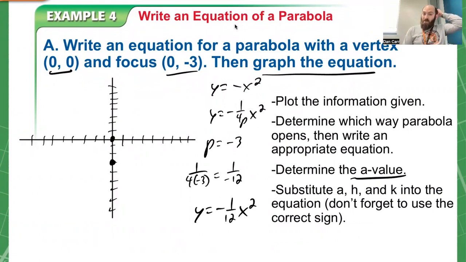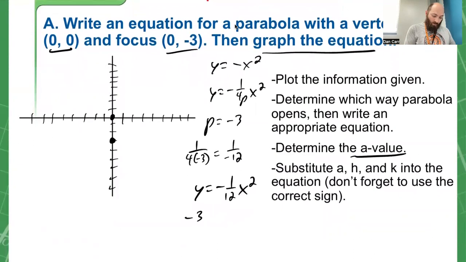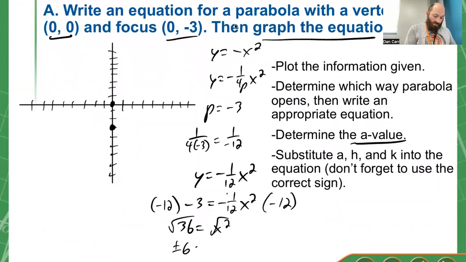The last thing I could do to help plot this for graphing purposes: since my focus is at the point (0, -3), I know that my latus rectum has to also have y values of -3. So I say -3 equals -1 over 12 x squared. I multiply both sides by -12, so I get a positive 36 equals x squared. Then I square root both sides and get plus or minus 6 for my x value. What this means is my latus rectum has 2 points: (6, -3) and (-6, -3).